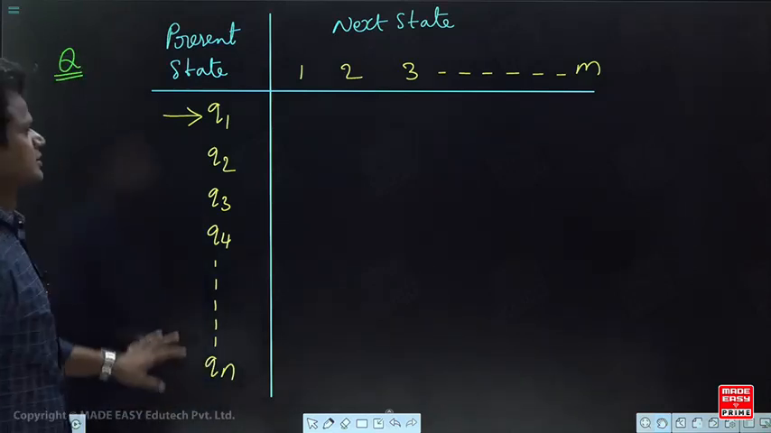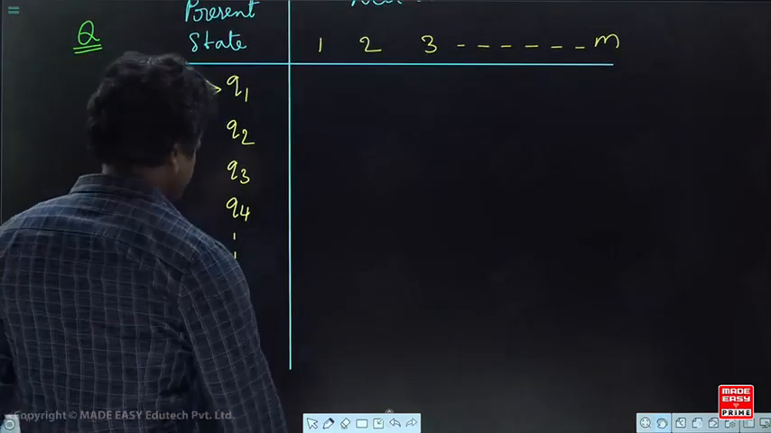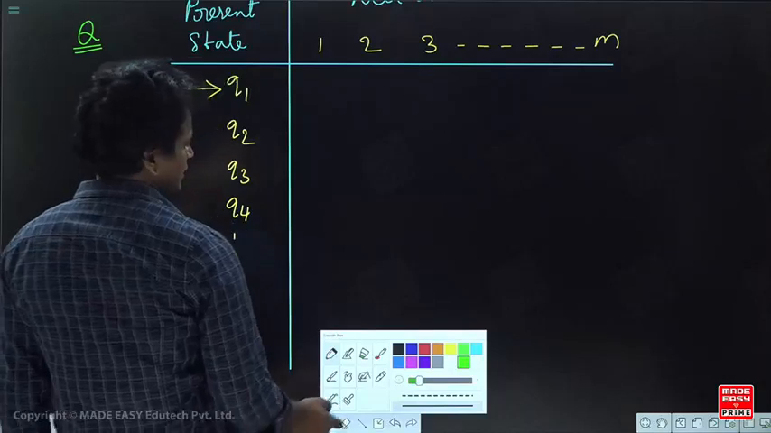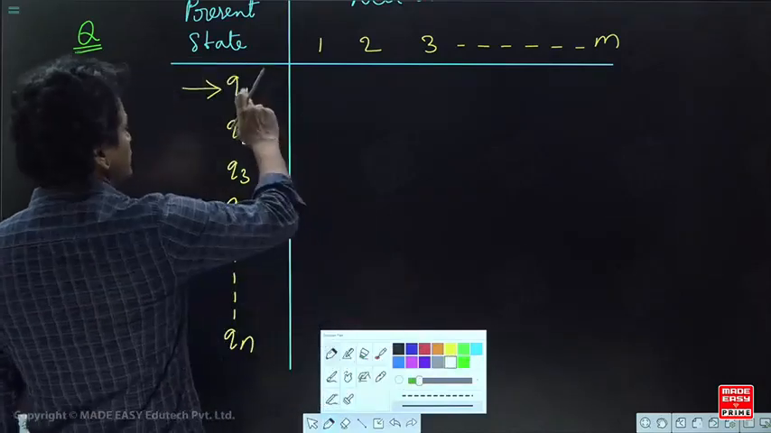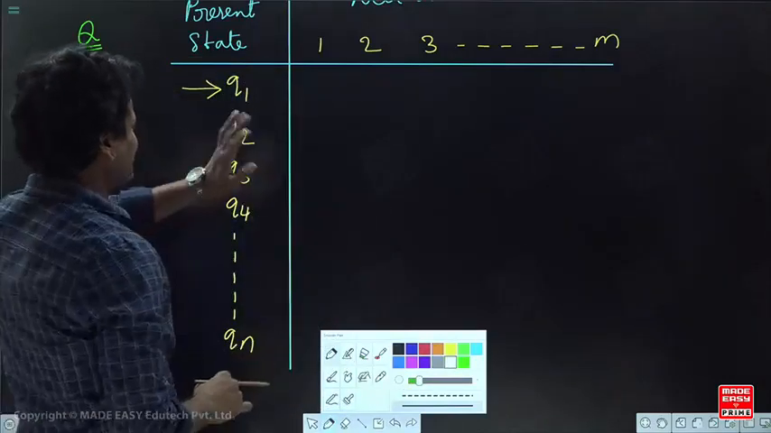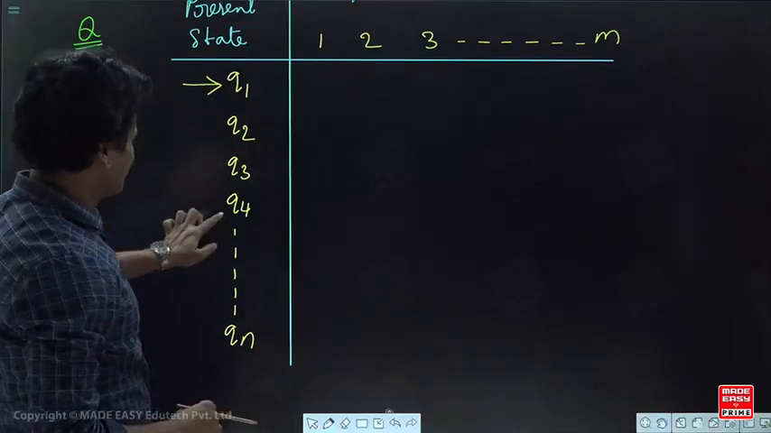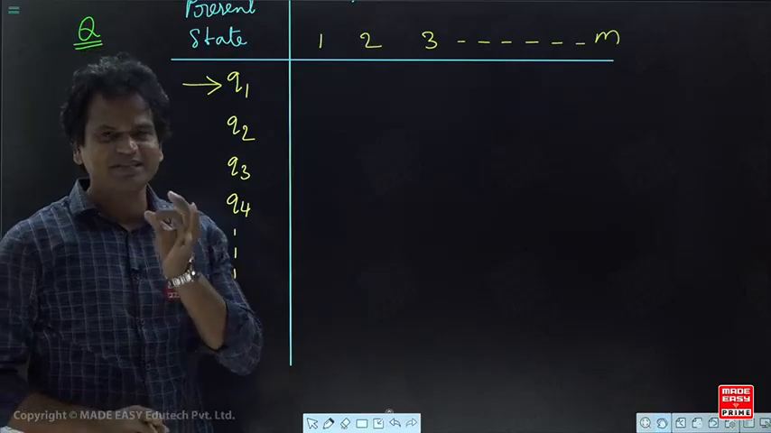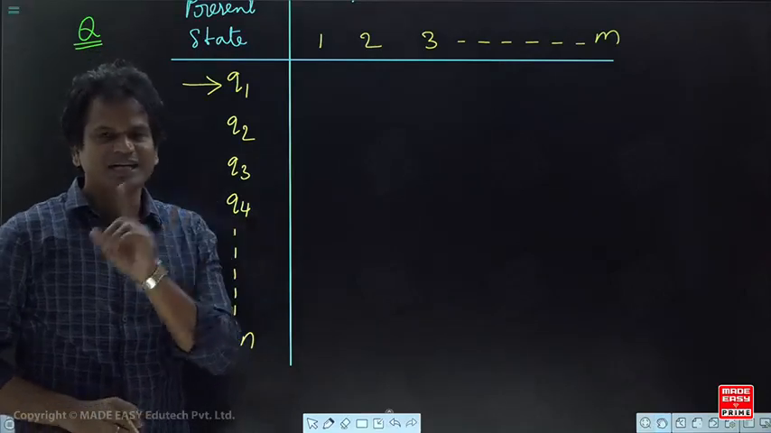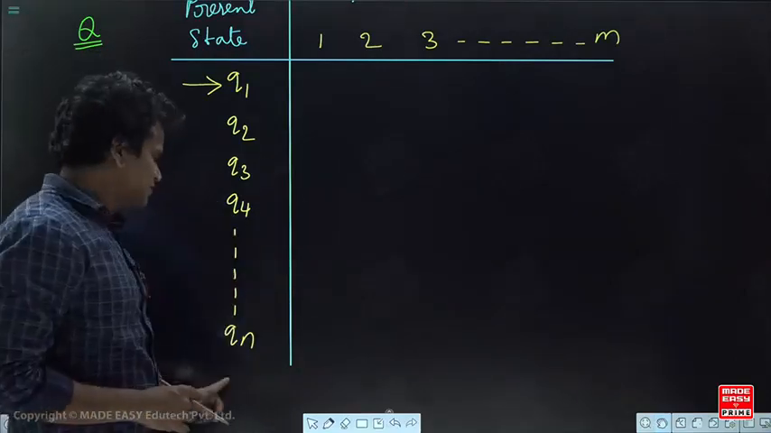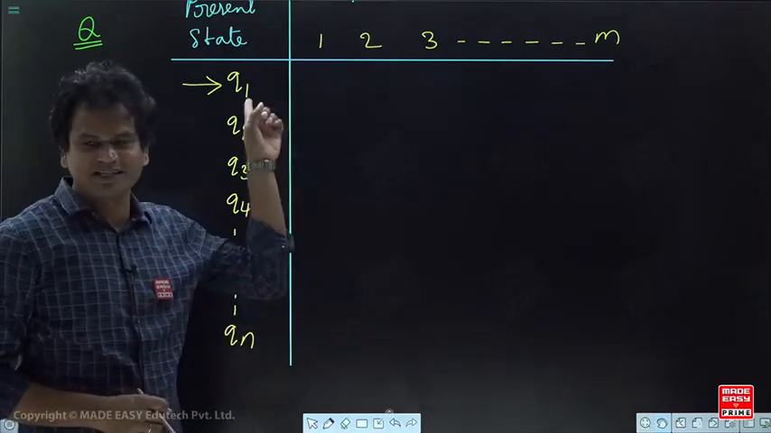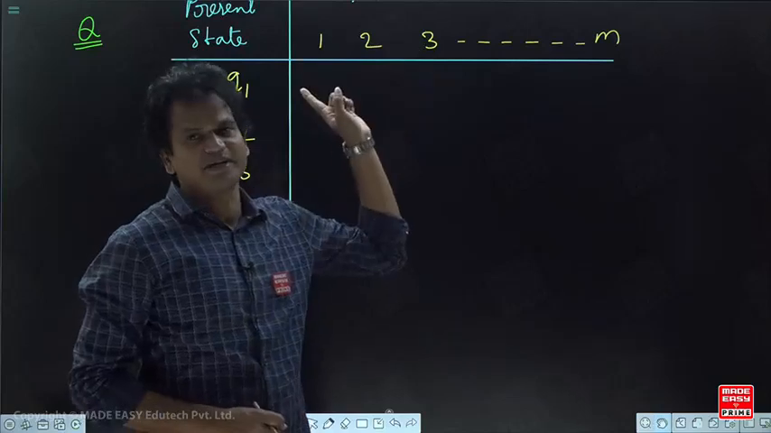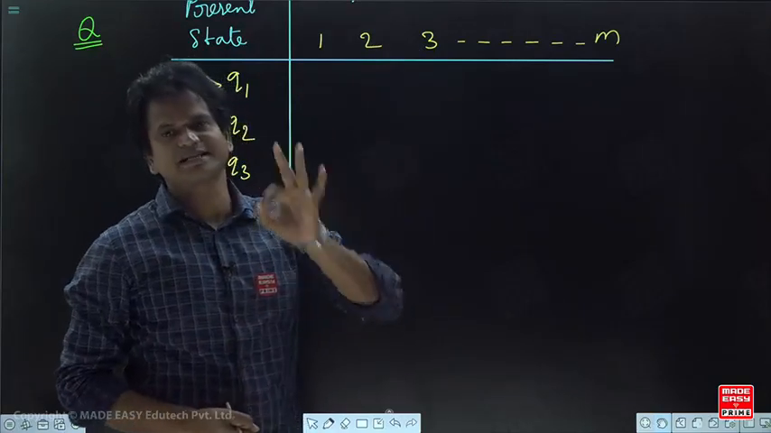Okay, guys. Now listen. See, Q1, Q2, Q3, Q4, Qn. How many states are there? N states, because I started from Q1, not Q0. If I started from Q0, then Q0 to Qn, n plus 1 states would be there. That is the reason I have started from Q1. So n states, and inputs also I started from 1: m inputs, n states and m inputs.